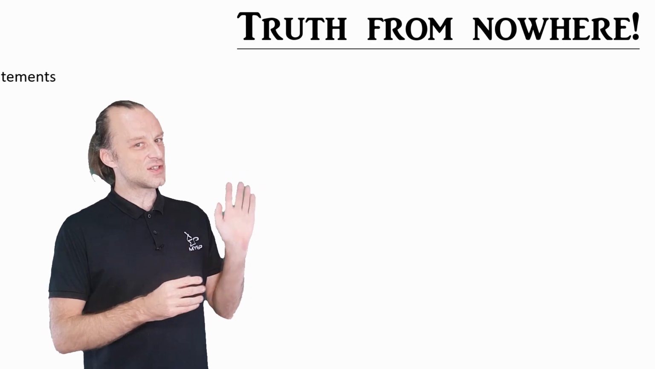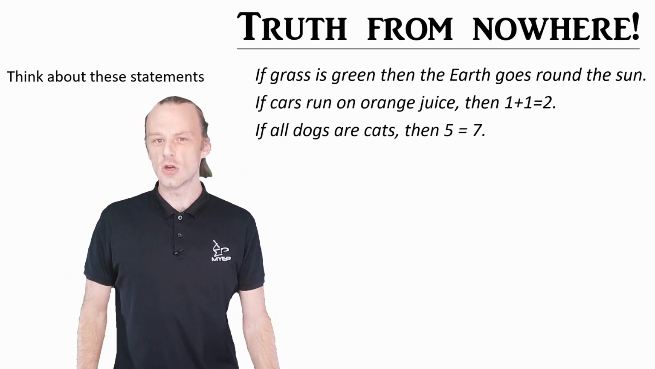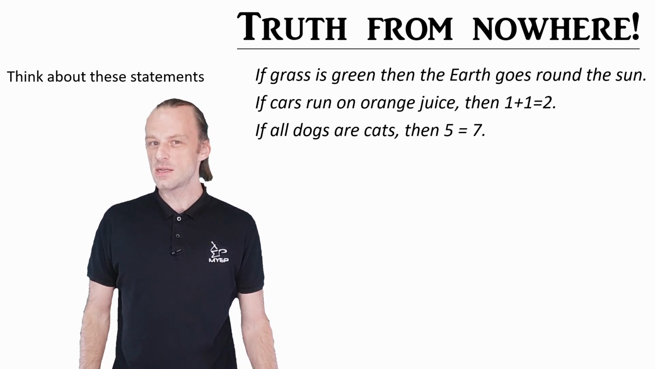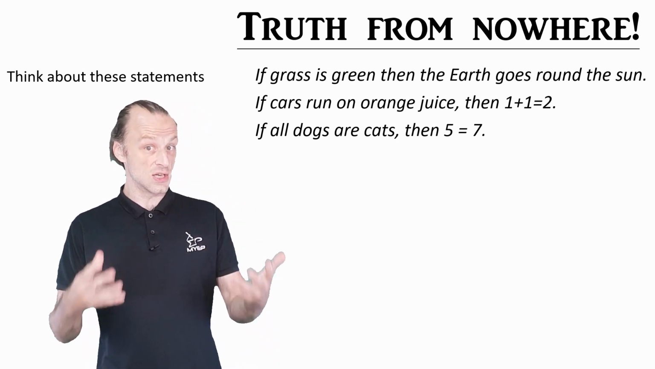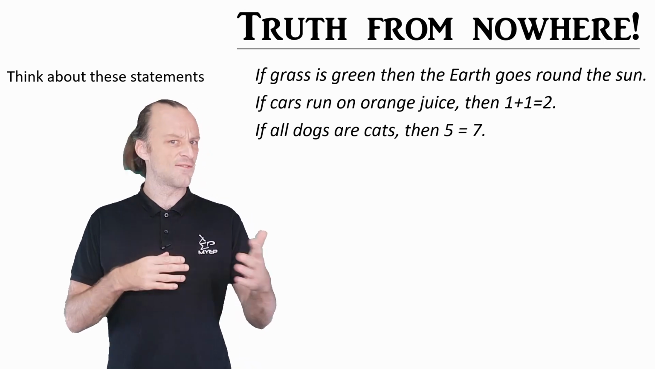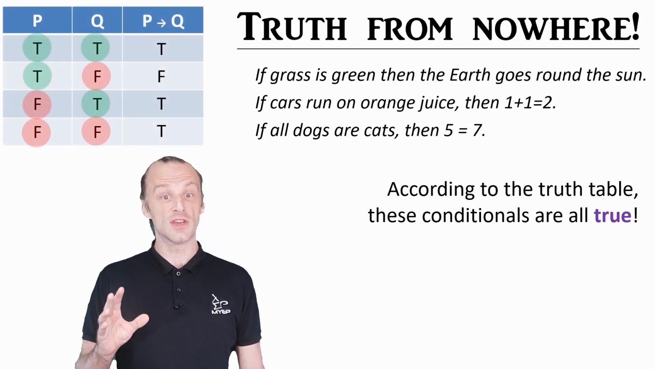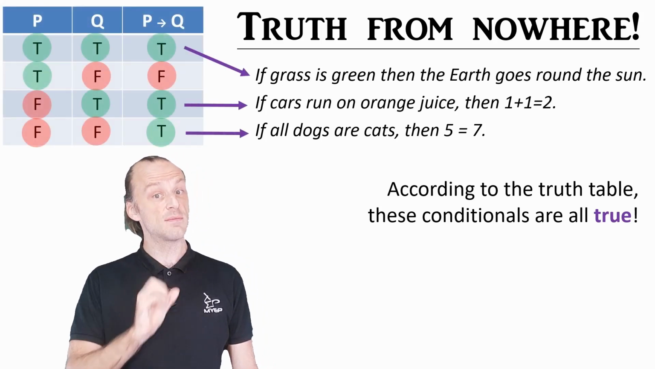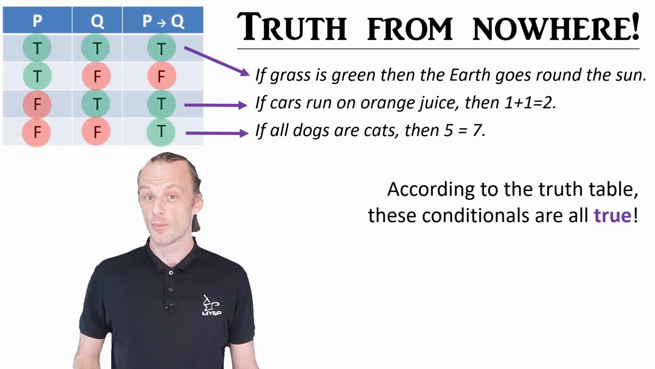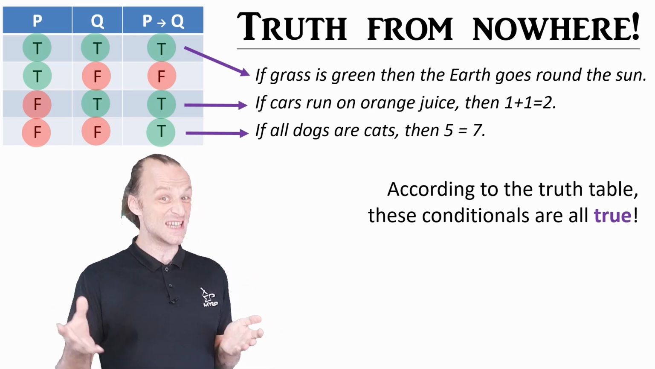Have a look at these 3 statements. What do you think of them? They probably look a little bit strange to you, right? They are all written as conditionals, but there really doesn't seem to be any link between the first and the second part. But according to the truth table for conditionals, all of these statements are actually true. Is this really right? Does it make logic look kind of silly?